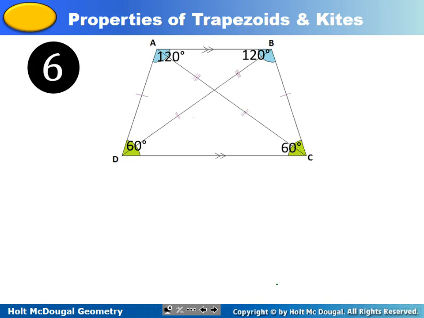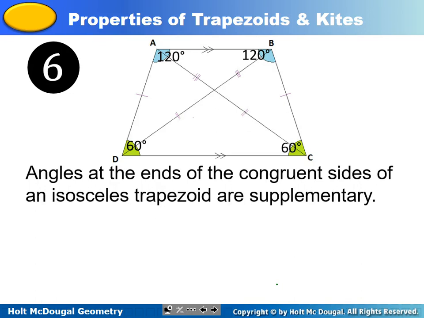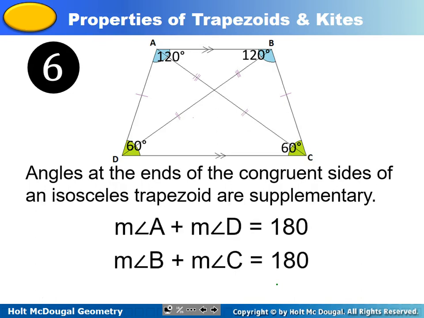Our next property is, we've already done this one once, but we're going to review it again. So this time this is an isosceles trapezoid again because AD and BC are congruent. Still here, the angles at the ends of our legs are going to be supplementary. So 120 plus 60 is going to be equal to 180, and 120 plus 60 is going to be equal to 180. So A plus D and B plus C.